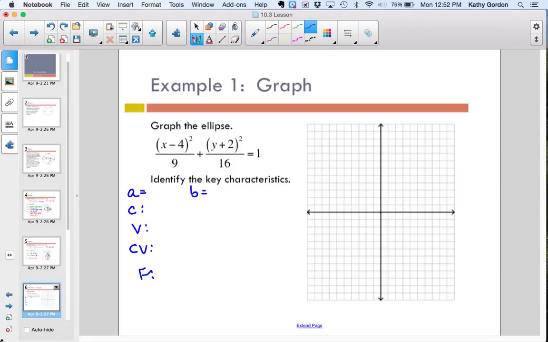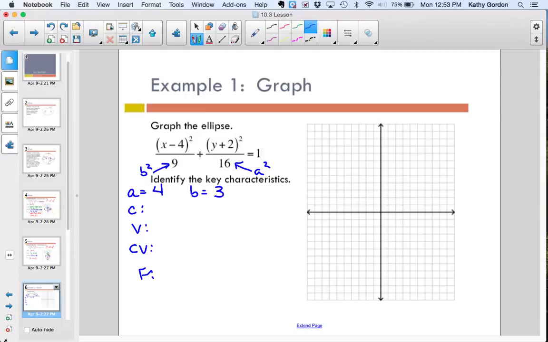All right. For those of you a little stuck, let's go through this. So, which one's going to be a squared? The 16. So that means a is going to be 4. And b then needs to be 3. Okay? So this one's bigger. That has to be a squared. This one's smaller. That's got to be b squared.